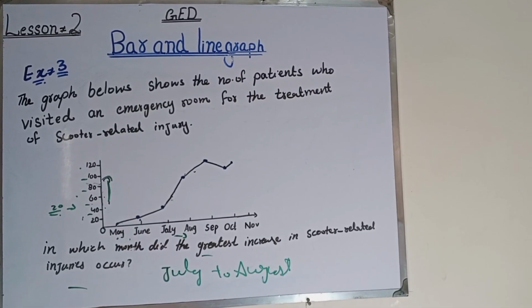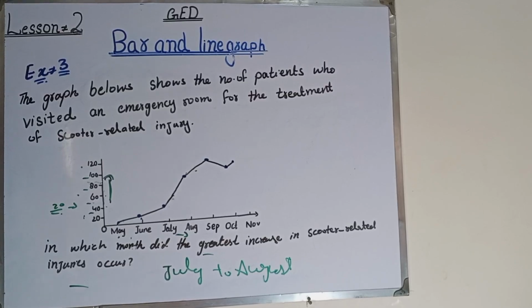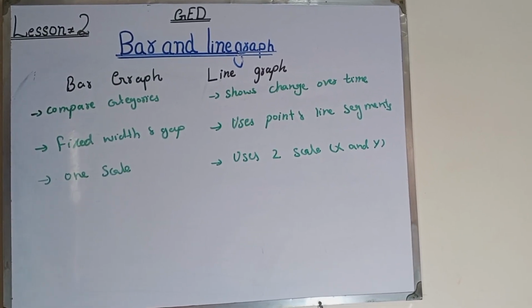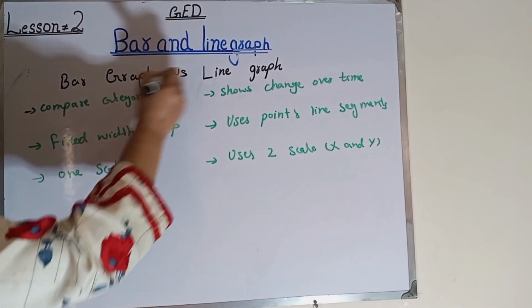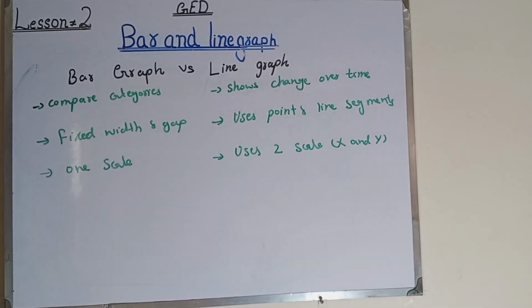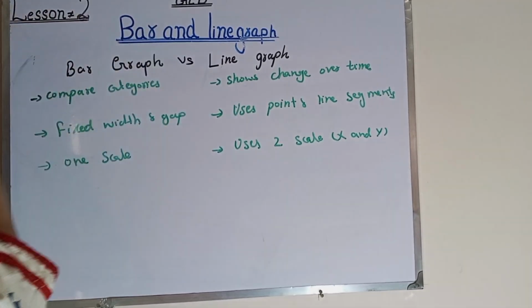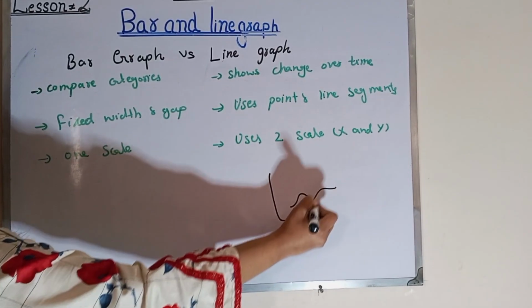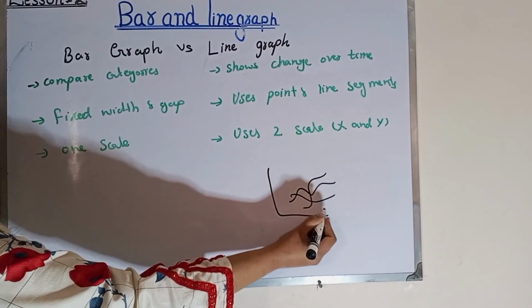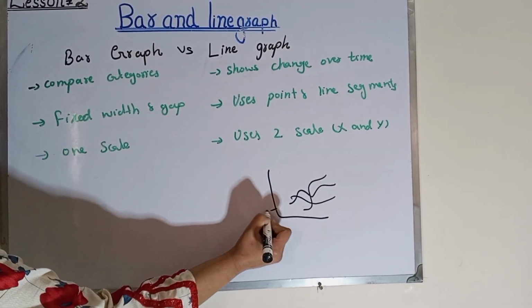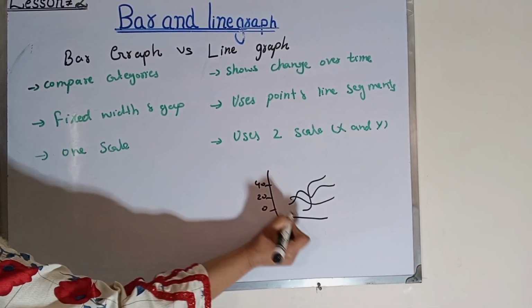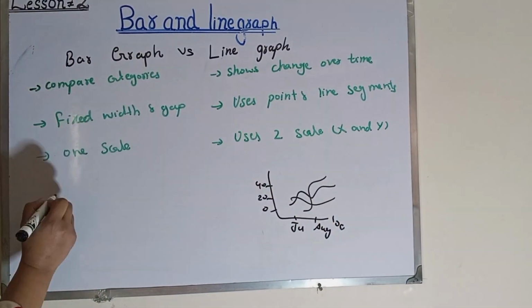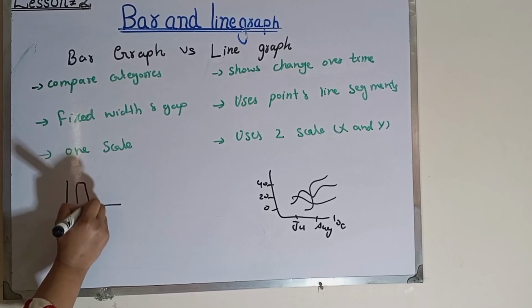Now I will explain again the difference between bar graph and line graph. Bar graph versus line graph. Bar graphs compare categories. Line graphs show change over time, like 0, 20, 40 and June, August, October. Changing over time, while the bar graph is to compare categories.